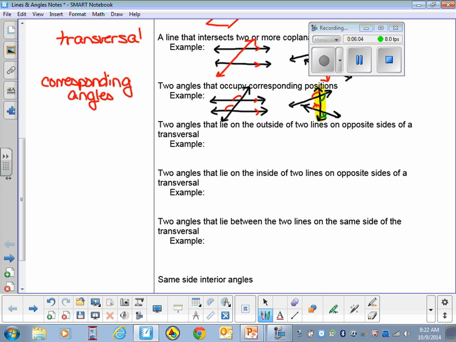Okay, two angles that lie on the outside of two lines and on opposite sides of a transversal, alternate exterior angles. So let's go back to the elementary school example.